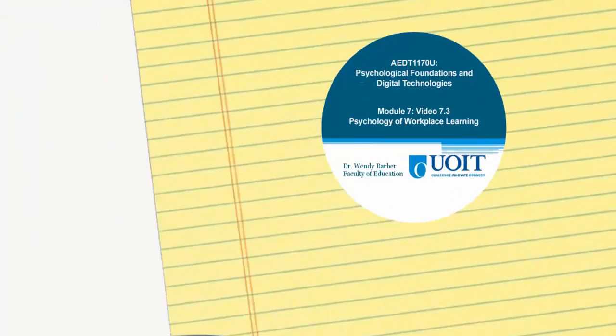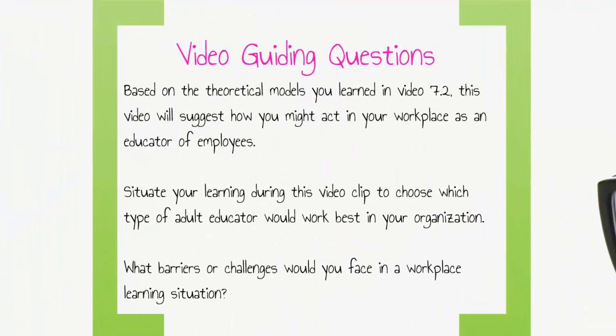Here are the guiding questions for this video. Based on the theoretical models you learned in Video 7.2, this video will suggest how you might act in your workplace as an educator or leader or trainer of employees. So I'm going to ask you to situate your learning during this clip and choose which type of adult educator might work best in your organization. And this would be for you as the learner or you as the educator.